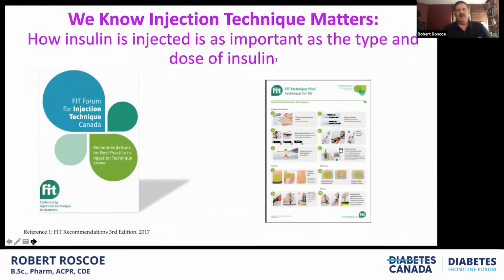So we've known for years that injection technique matters. So how insulin is injected is as important as the type and dose of insulin. As you can see, the 4th edition of the FIT recommendations are now online. And it has two components. One is the actual recommendation, which is a point, easy to follow form on different topics, as well as 2 different tools, one for you and one for your patients, on different components of injection technique.